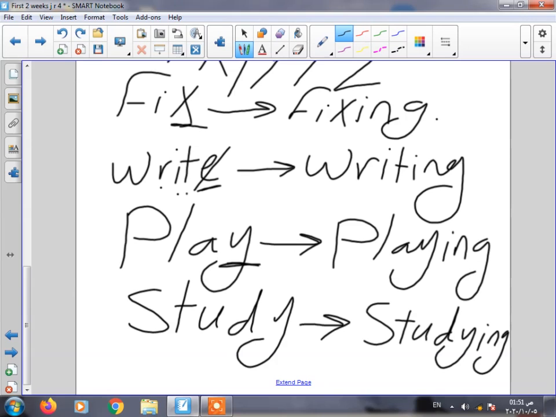Why didn't I do anything to the verb study before I add ing? Because it ends with vowel, consonant, consonant. I add ing. It doesn't follow the rules. Okay?